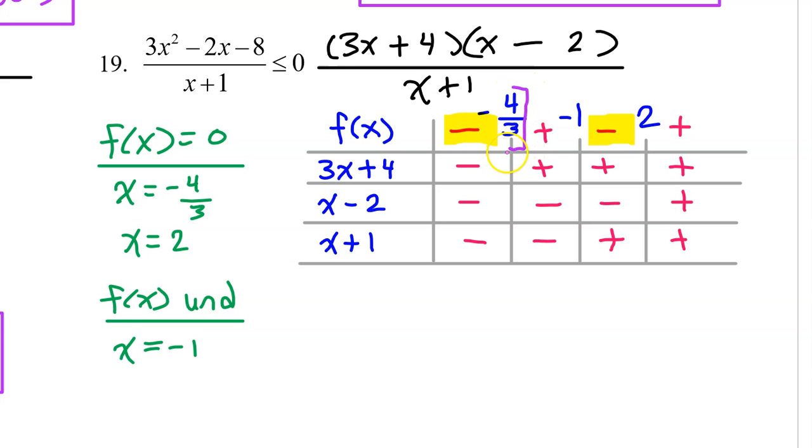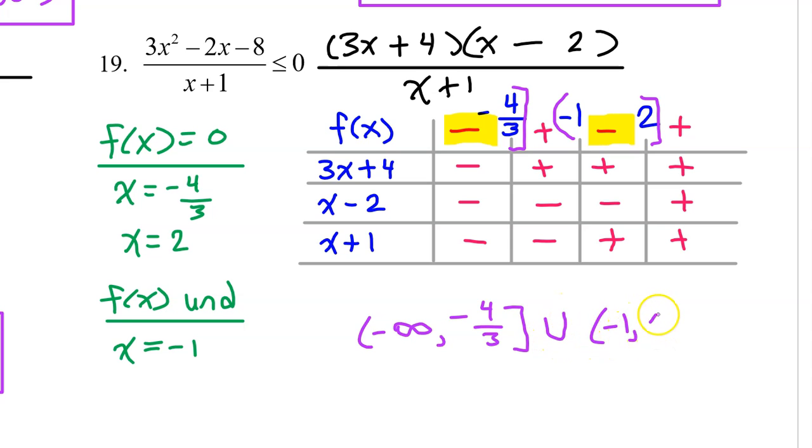So I'm going to have a bracket on the negative 4 over 3, and I will have a bracket on the 2. But I will have a parenthesis on the negative 1 because we still don't want to include any values where f of x is undefined. So this first interval is from negative infinity to negative 4 over 3, bracket, union, negative 1 to 2, bracket.